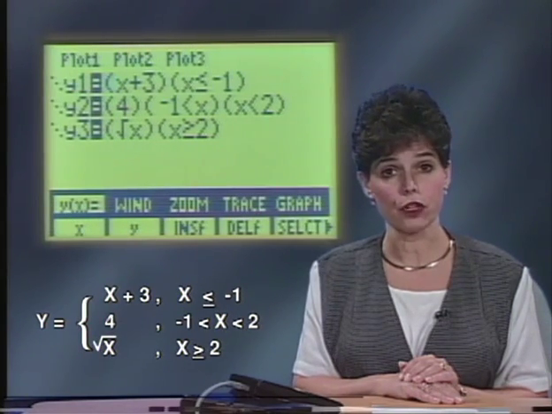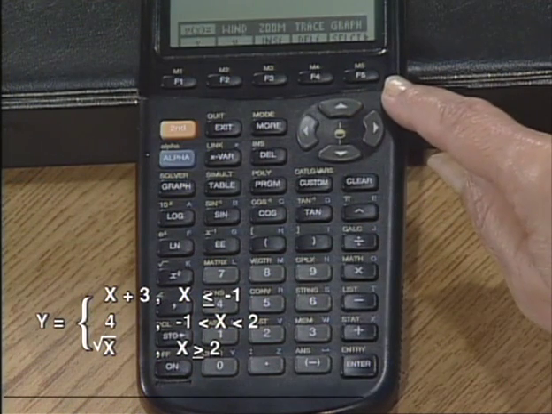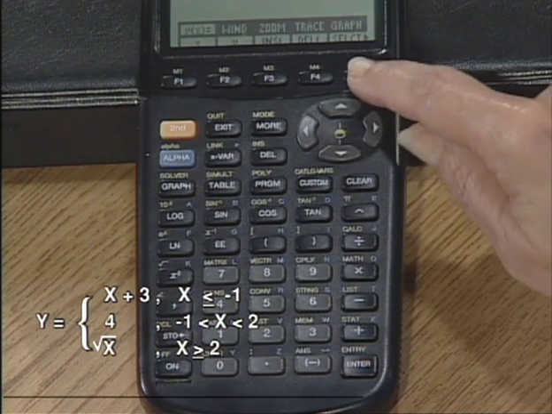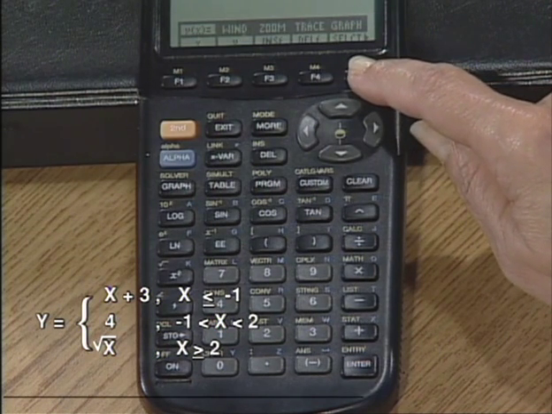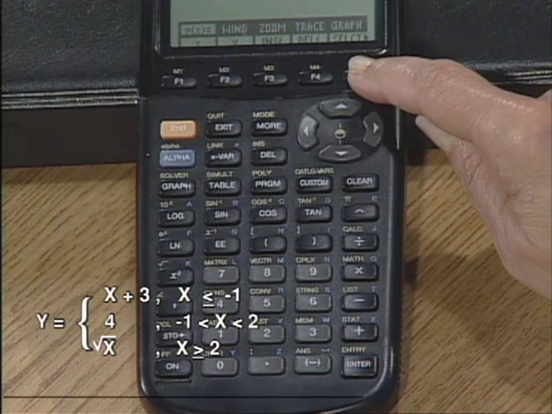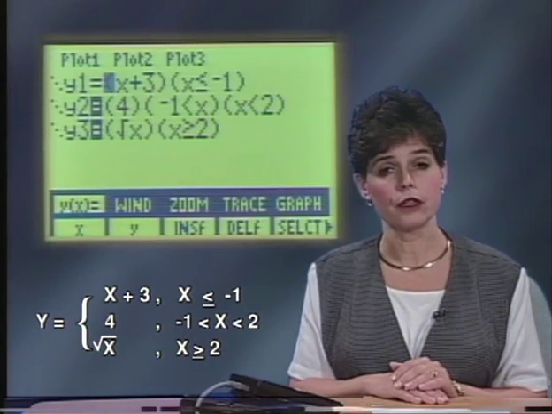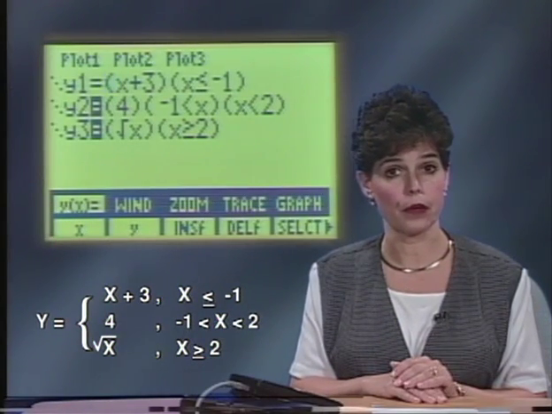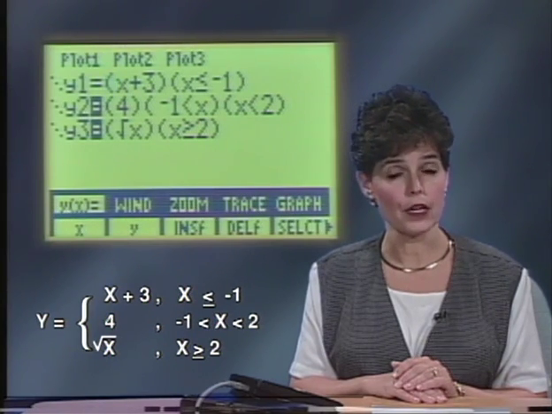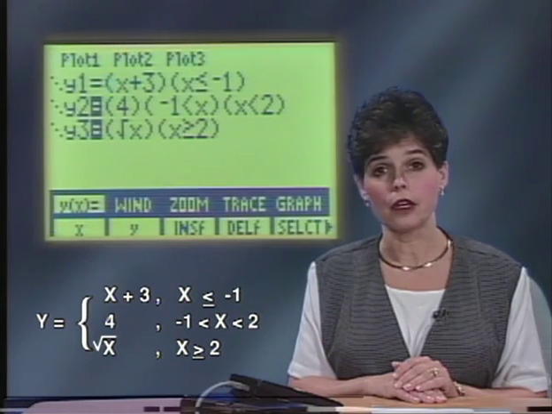If I want to turn a function off, I'm going to have to go over here where it says SELCT right up above F5. If I press F5 at this time, then I'm going to be affecting Y1 because that's where my cursor is. So when I press F5, I see that there's a difference in the way that this function looks compared to the others now. Y2 and Y3 have a little black box on the equal sign, but Y1 does not. So that means that it is turned off.